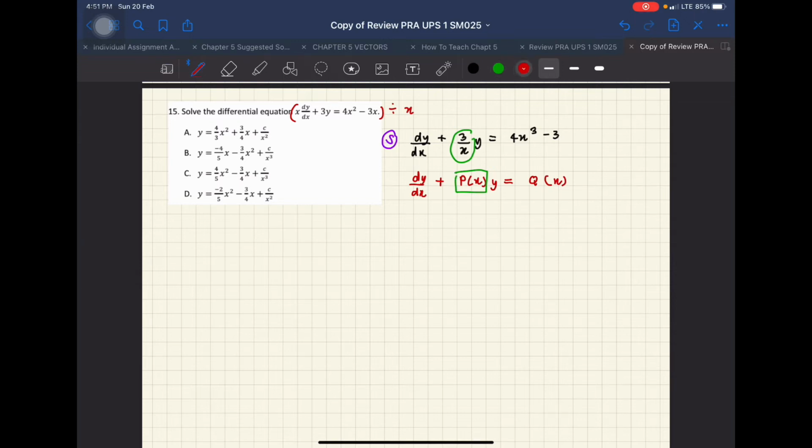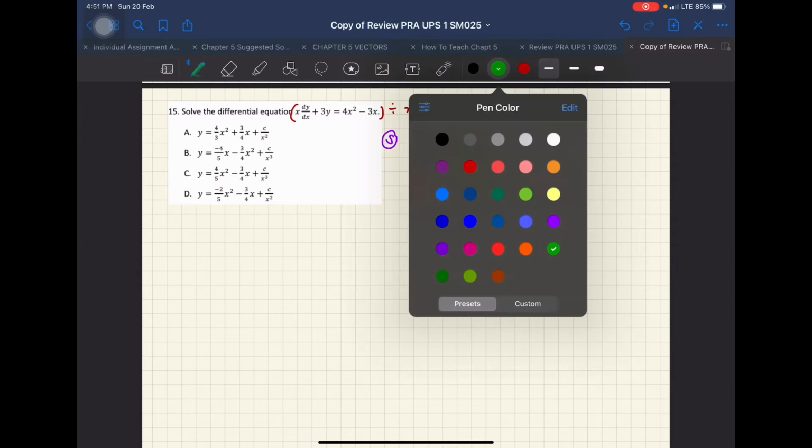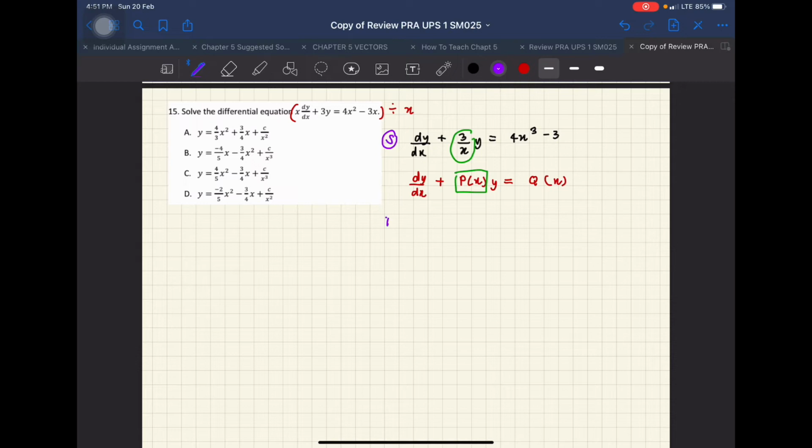Alright, so let's move on to the second step, which is I, the integrating factor. So how do we find the integrating factor? It is Vx equal to the exponential of the integral of px. So your px is 3 over x dx. Okay, so we integrate this one.